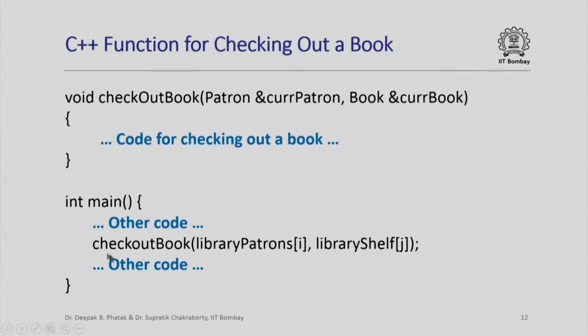This is the main program, and in this I am calling this function checkout book, in which, just as an example, I am passing these 2 parameters, library patrons i, library shelf j. Presumably the code here has figured out the right index i in the array library patrons to figure out who current patron should be, and also the right index j in the array library shelf to figure out what current book should be. Now once these 2 objects, these 2 structures are passed as parameters, checkout book is going to take these parameters as parameters passed by reference.